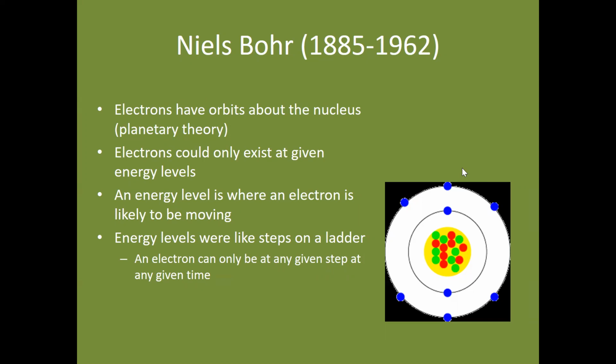Bohr said these electrons could only exist at certain energy levels. They were like steps on a ladder. Can you be standing between two steps on a ladder? No. You have to be on one step or the other. So Niels Bohr said, same thing. Electrons had to be in one orbital or the other. That's the key phrase there. They cannot be between orbitals.